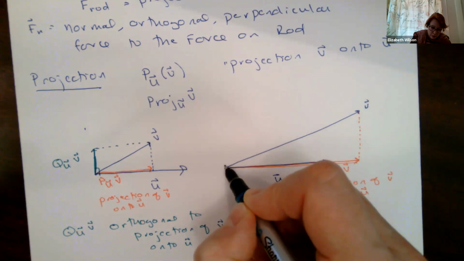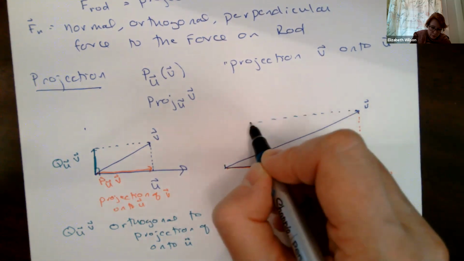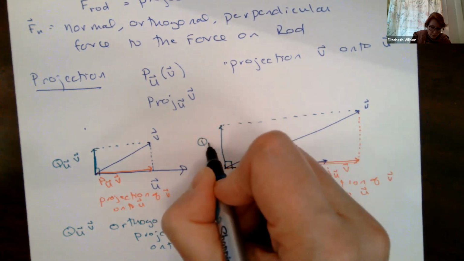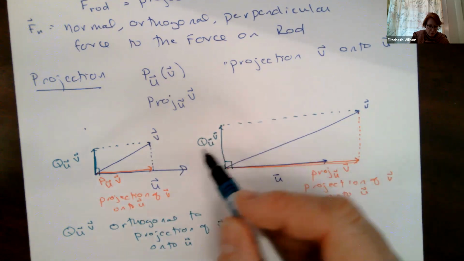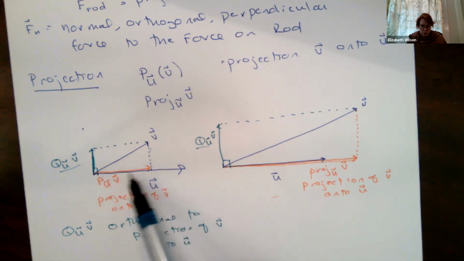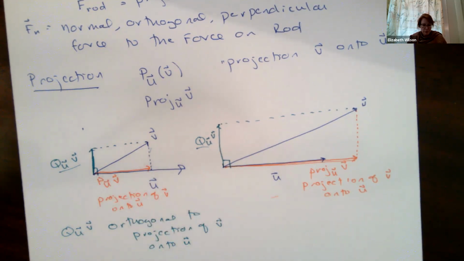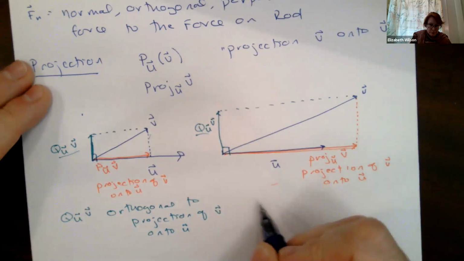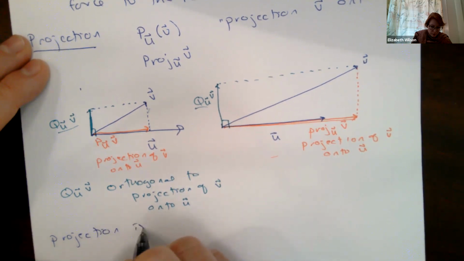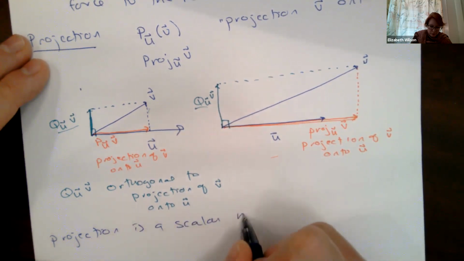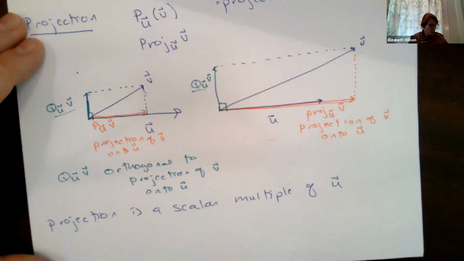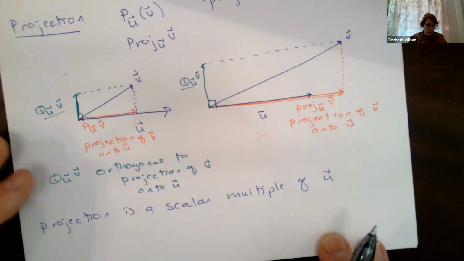So let's see this part right here. U, right there. Okay, so that's the same, right? So this is what it looks like when U is bigger. So the projection is a scalar multiple of U. Write that down too. It is a scalar multiple of our vector U. Okay, we're going to go through the whole math on here too so that you can see it.